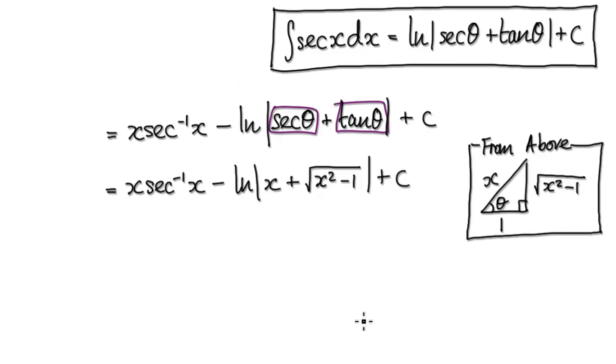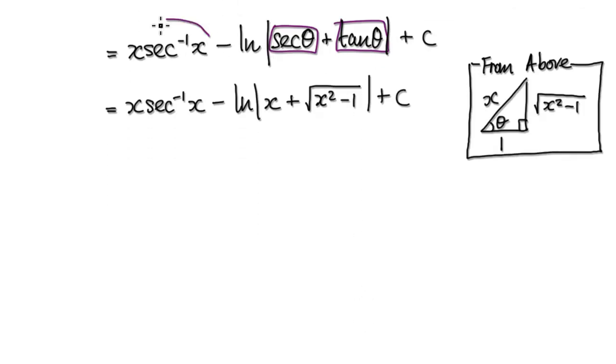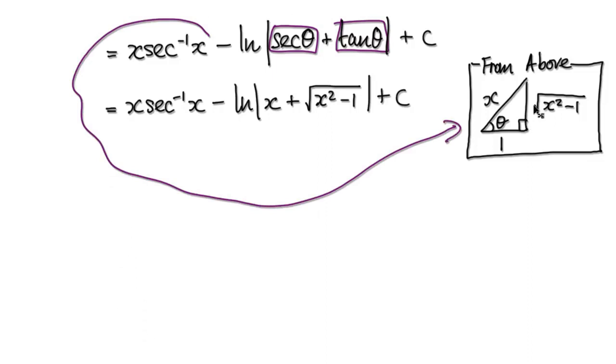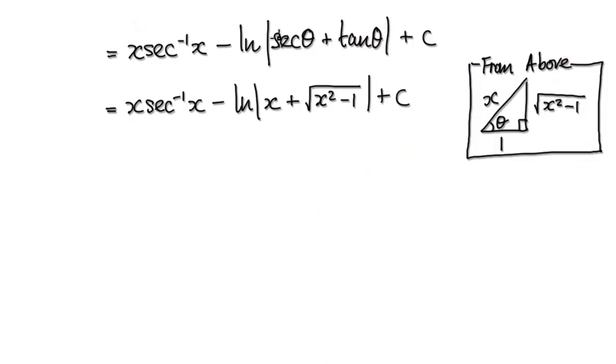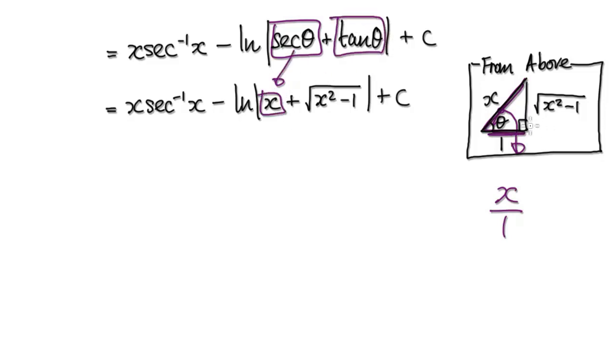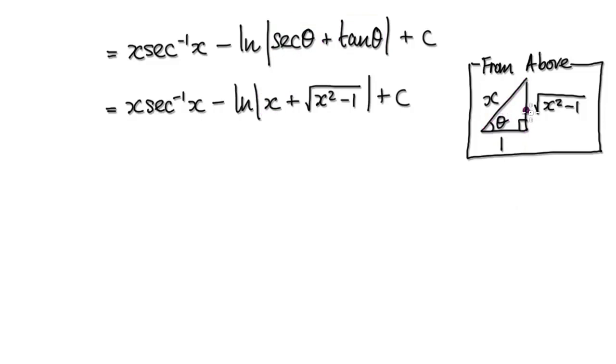So going back to our original triangle, we need to translate this. So secant would be this. So secant theta is really hypotenuse over adjacent, which is just x. So this thing here becomes x, and then translate this tan theta, or tan is this thing here. So it would be opposite over adjacent, which would be this. So this is our final answer.